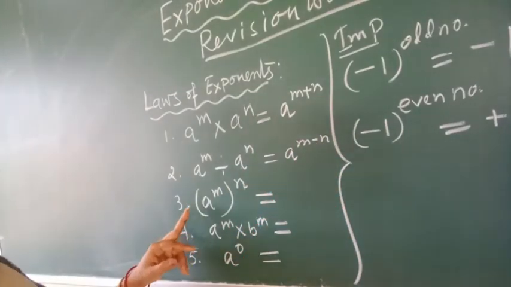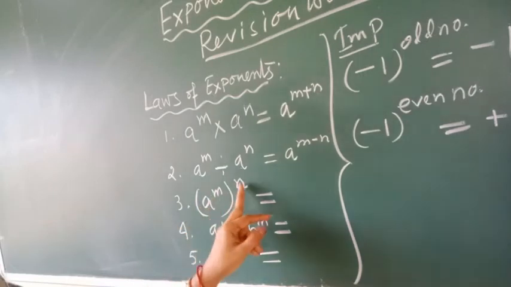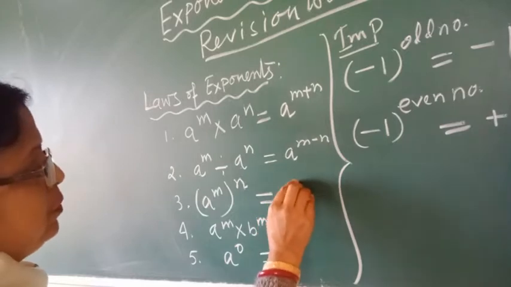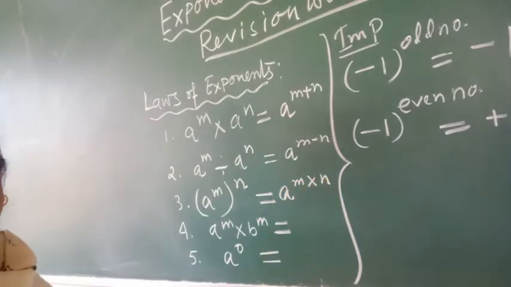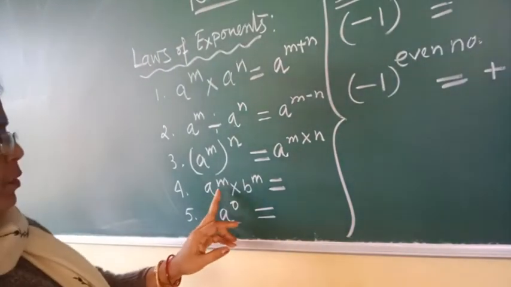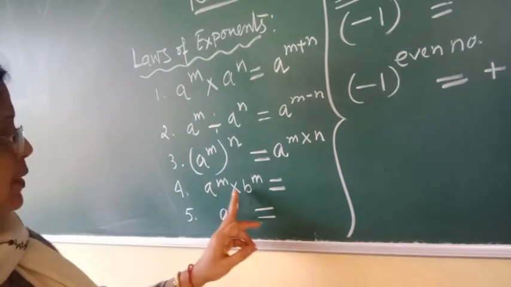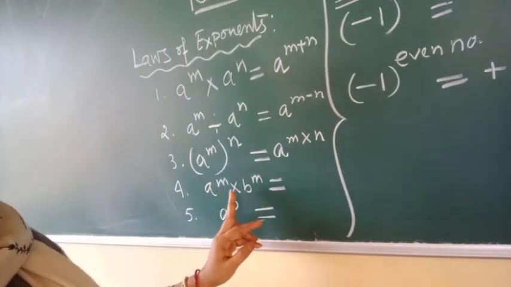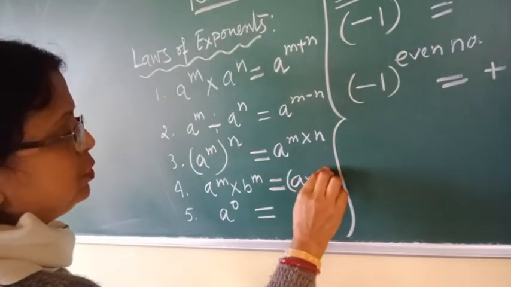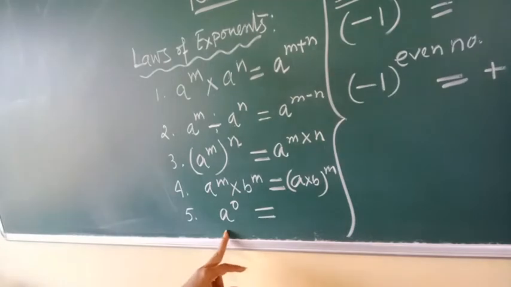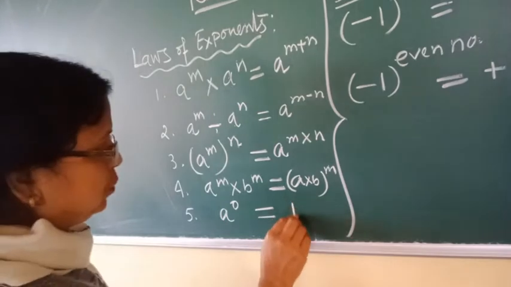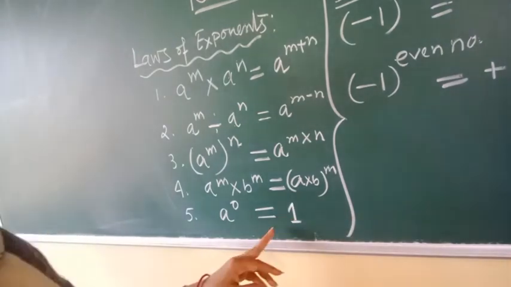Next law is a to the power m whole to the power n, the power of power. That means you have to do a to the power m into n. Next one is a to the power m into b to the power m. Here the bases are different but the powers are same. In that case, in this law, a into b you will do whole to the power m. And the last one I have given here, a to the power 0: any number to the power 0, result will be 1.